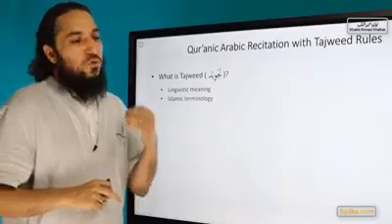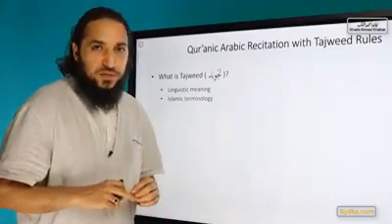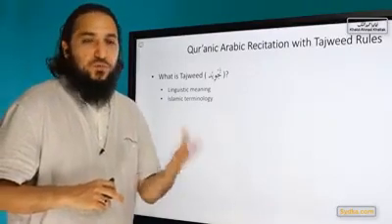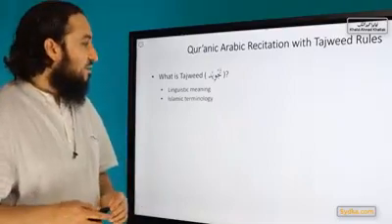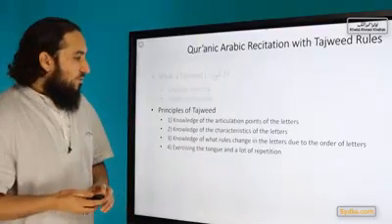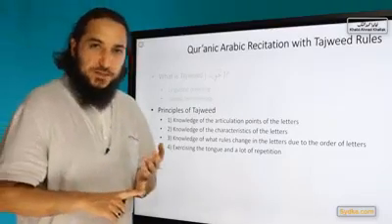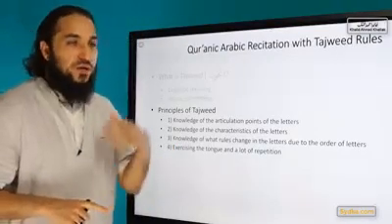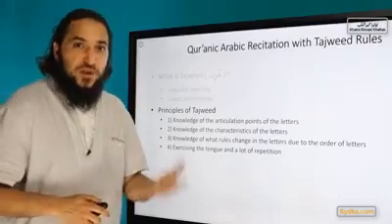If you go more specifically, that means reciting every letter with its due rights, its characteristics, how it is pronounced from each makhraj. So that's specific. If you go in more detail, there are four principles of Tajweed. The first one is you should know the articulation points of each letter, where they are pronounced from. The second one is the characteristics, the sifat of each letter.